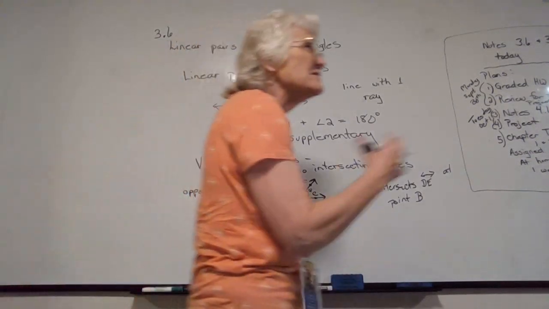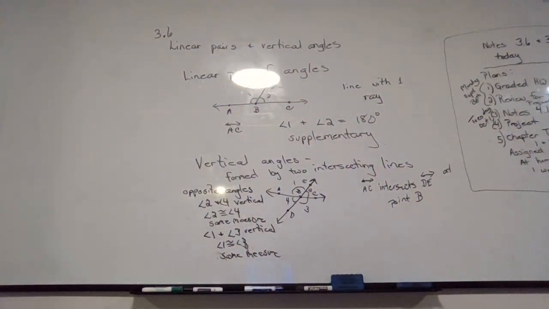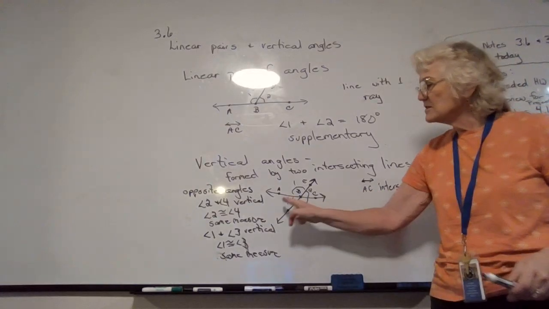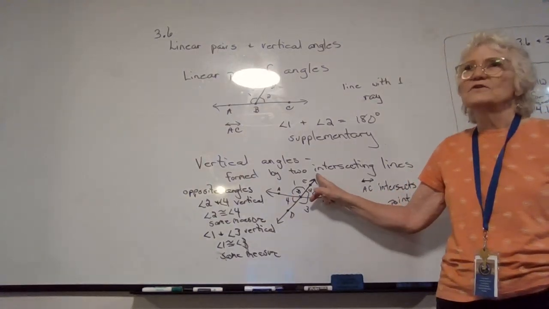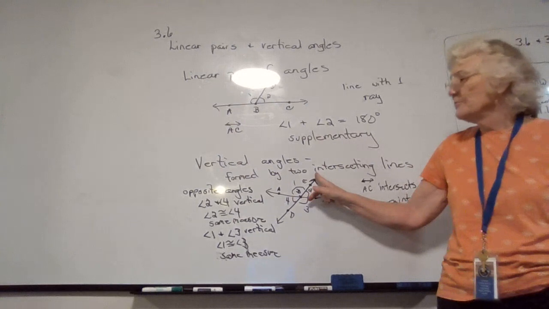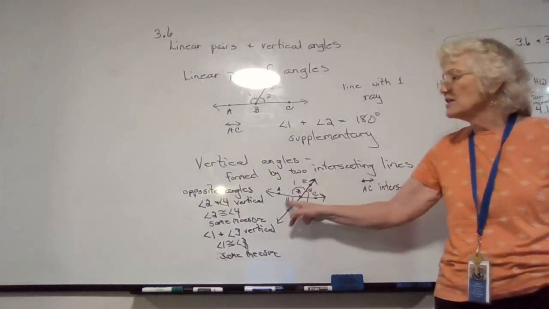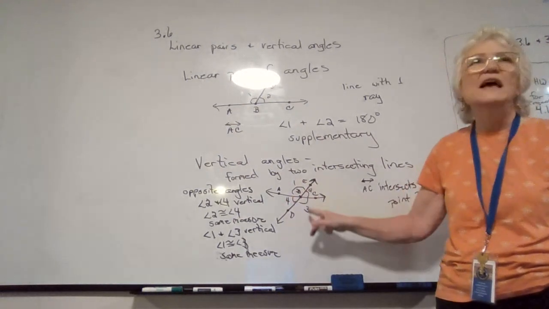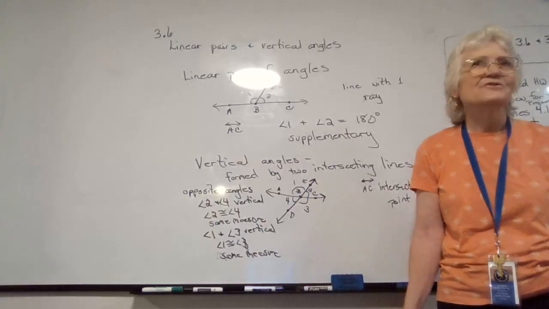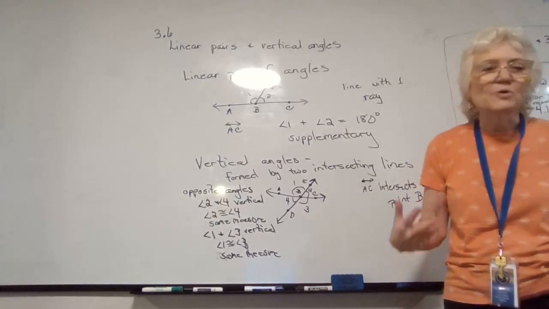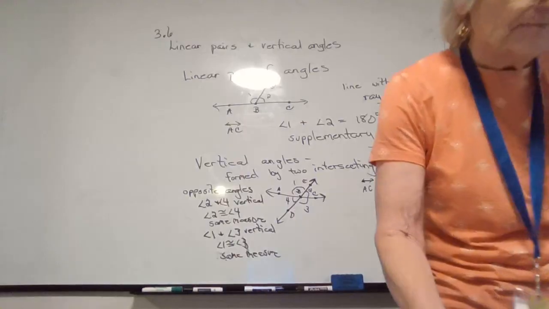Okay, so that's the basic definition. You have to have bisecting lines. The opposite angles in these bisecting lines are called vertical angles. They have the same measure. It looks like they have the same measure, and that is true. They do have the same measure. So that's what we're looking at here.